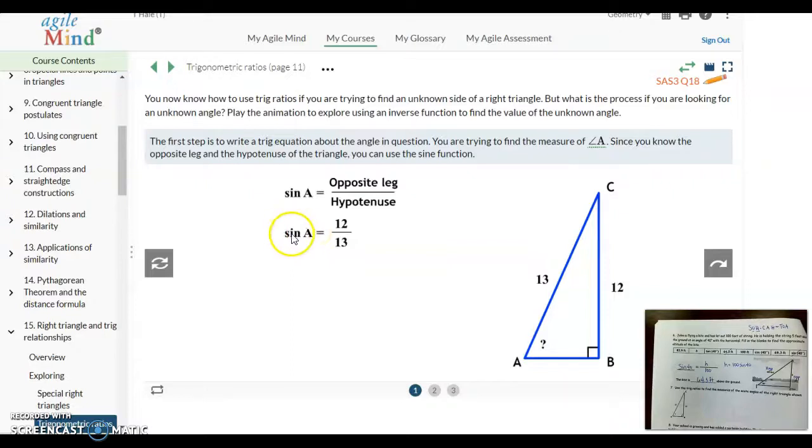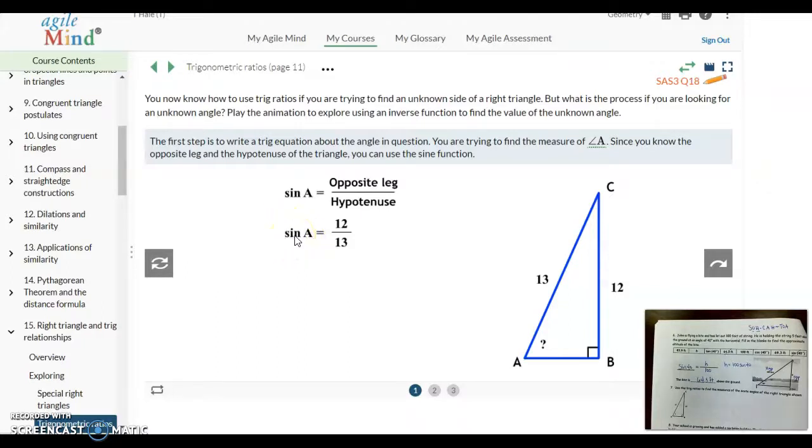So I've got to get rid of sine in order to get A by itself. Now remember, sine is not a number. This is not sine times A. So we can't just divide by sine. That would be like dividing by a square root symbol. That just does not make sense. Sine is an operation.